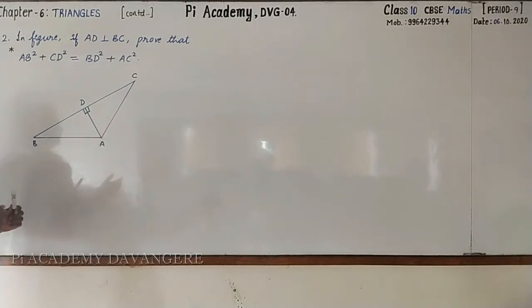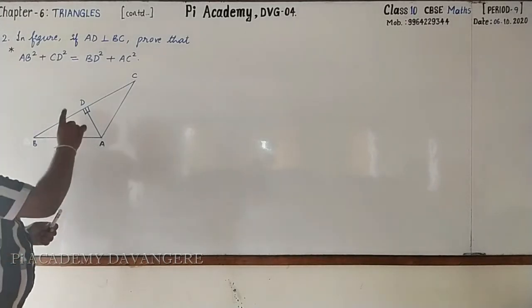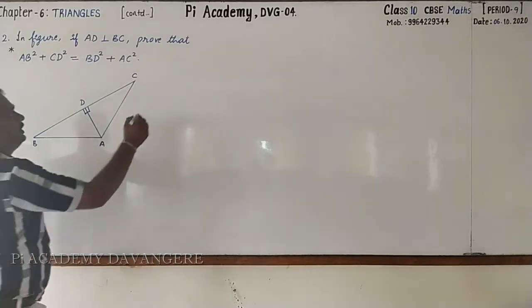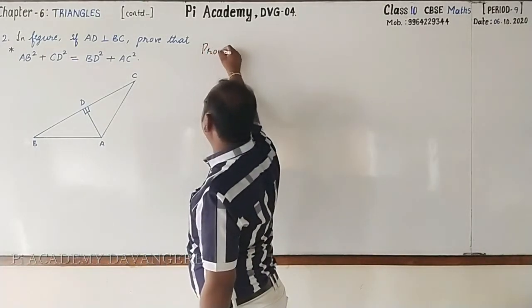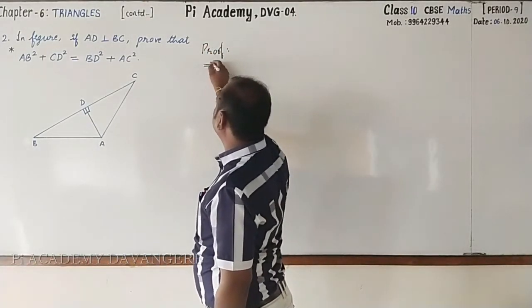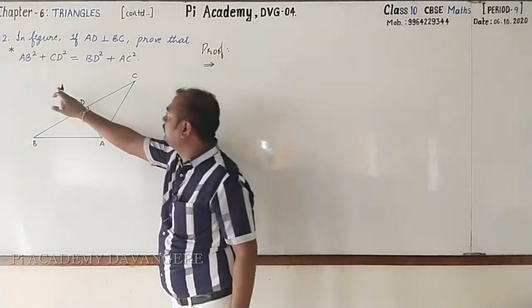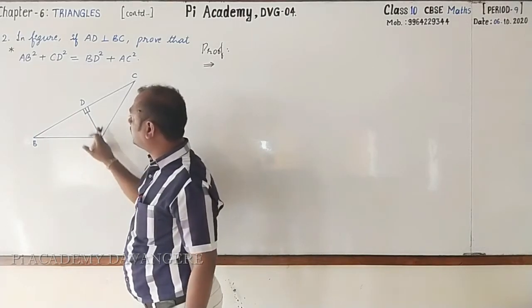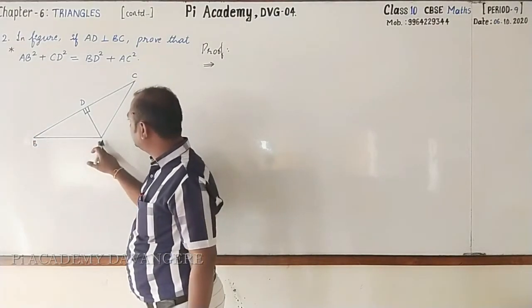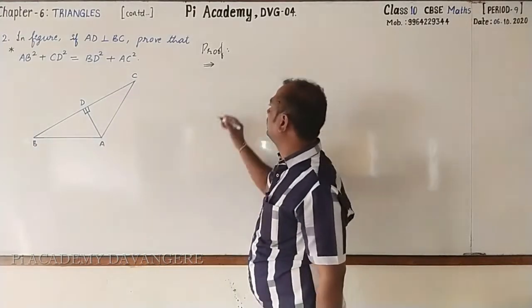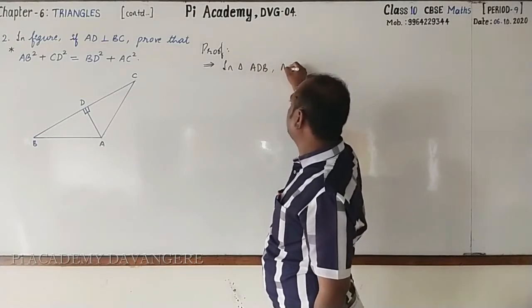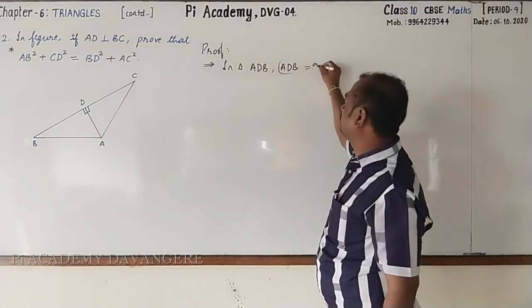Very simple statement. How can we go for proving? Yes, dear students, do one thing. First you copy this statement, then after that you may start writing with me. Here I'll write the proof. We want AB square plus CD square. AB is a side of a right triangle. What is that? It is ADB. In triangle ADB, angle ADB equal to 90 degree.